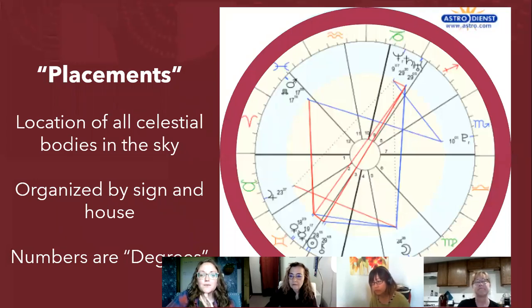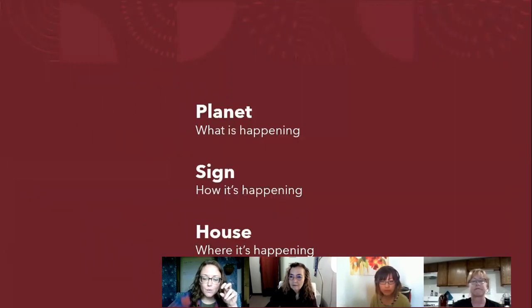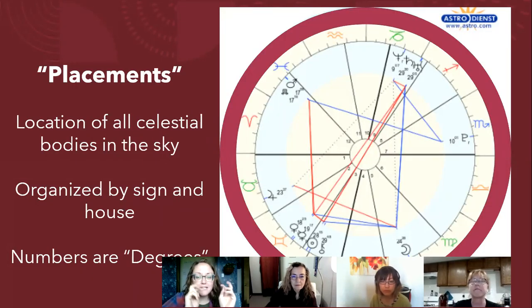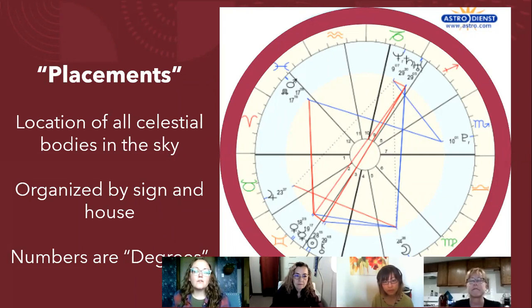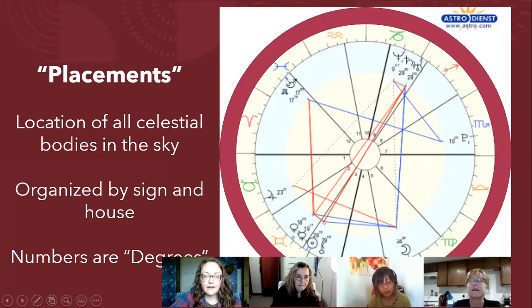Okay, so one little bit more, and then I think we'll be ready for the example. Placements, that's the next word we're going to talk about. That is the location of all the celestial bodies in the sky. That's their placement. This is something that we can say by sign. Every single planet on the chart is in a certain sign. You can see the little blue lines that tag the symbol back to the sign that it's in. And then it's also in a house.